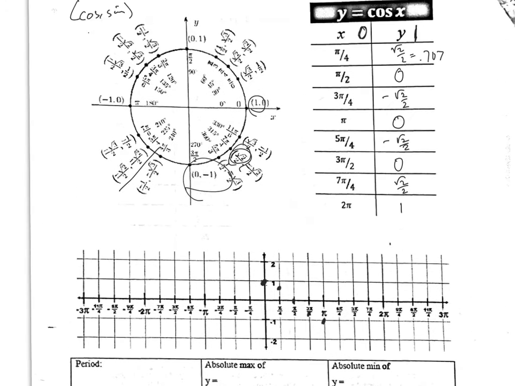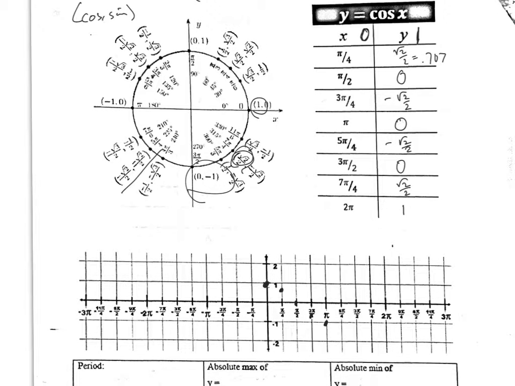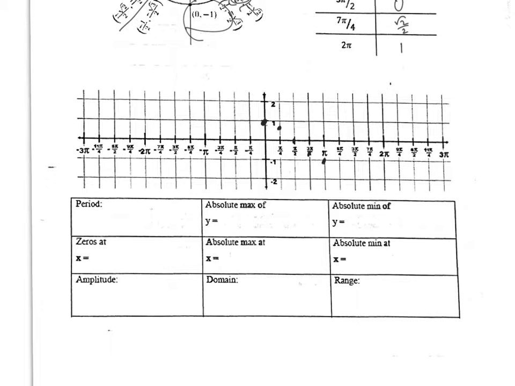I might have had positive 1 up here. Sorry. I was like, wait a minute, something's wrong. Sorry about that. This is really -1. You probably caught that, though. 3 pi over 4, negative radical 2 over 2. 3 pi over 2. Now we're on our way up, and at 2 pi it stops.